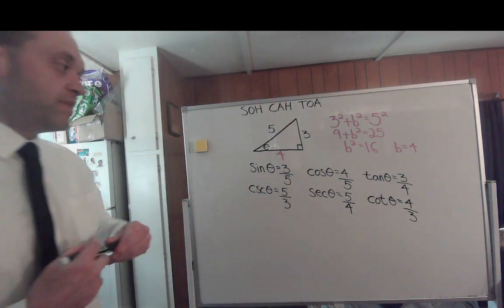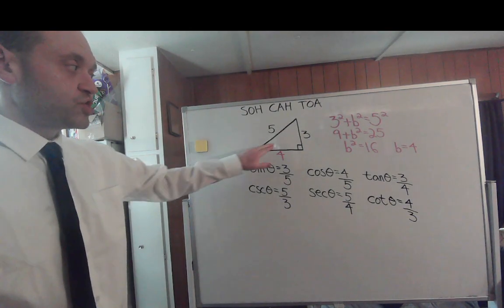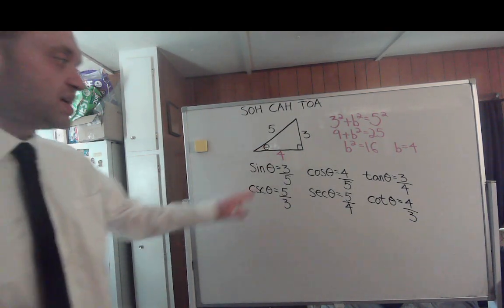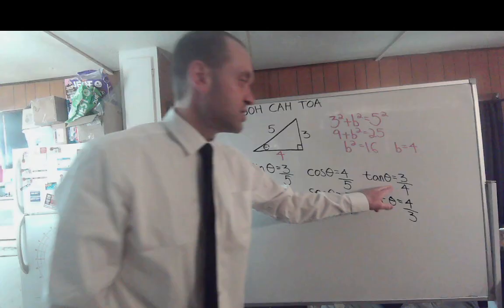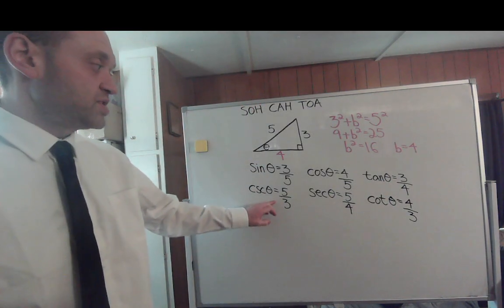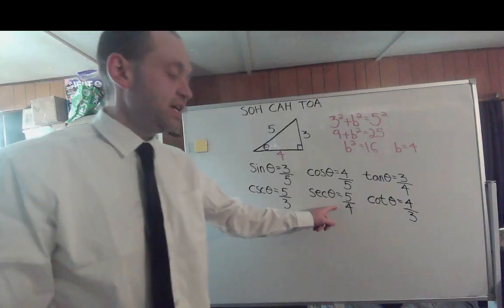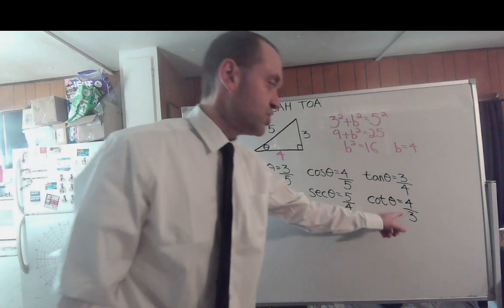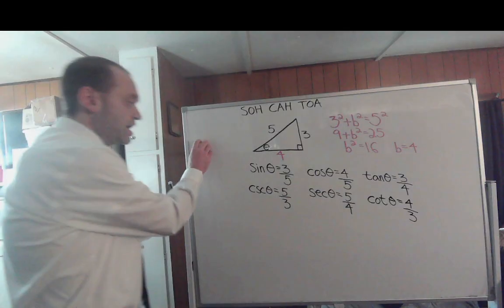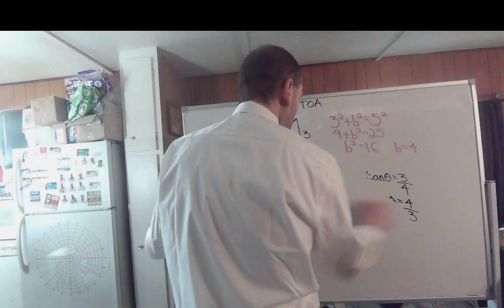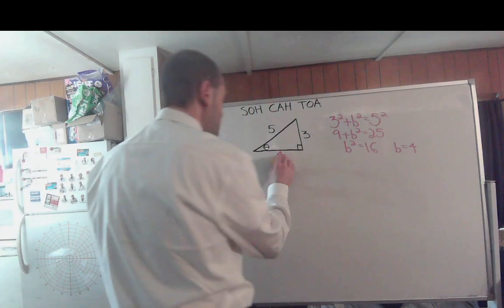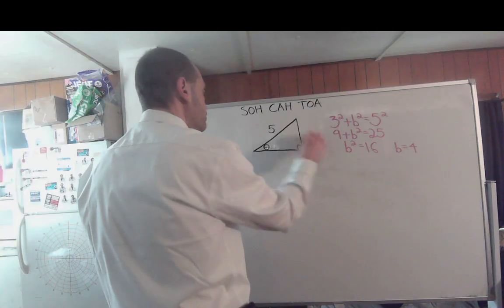So you have now found the value of all 6 trig functions of this angle. Your sine is 3/5, your cosine is 4/5, your tangent is 3/4, the cosecant is 5/3, the secant is 5/4, and the cotangent is 4/3. And I got plenty more of this. Keep my triangle drawing up here.